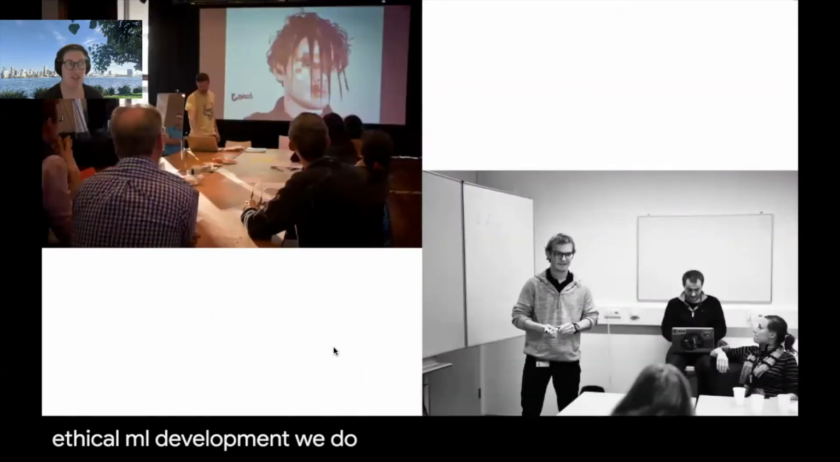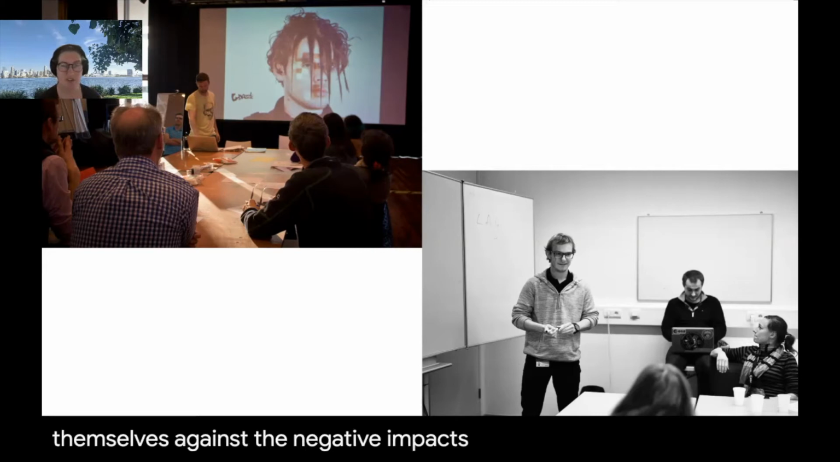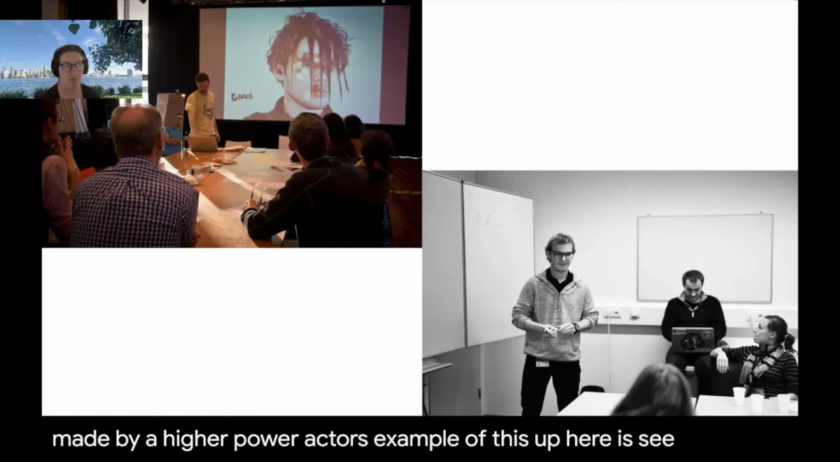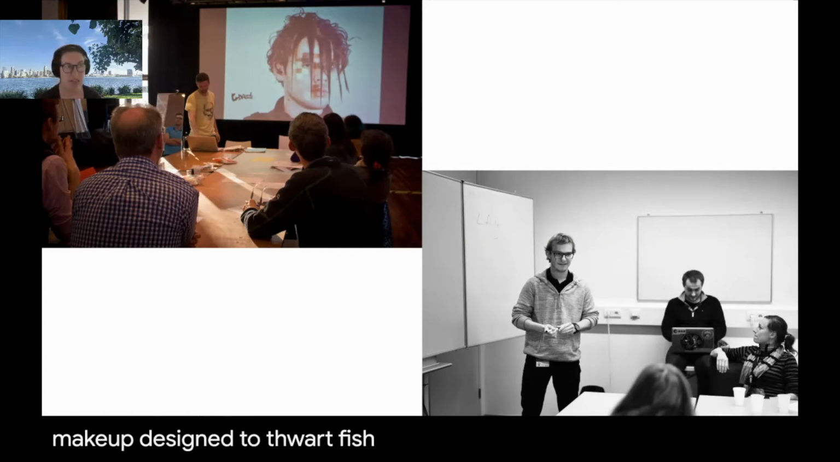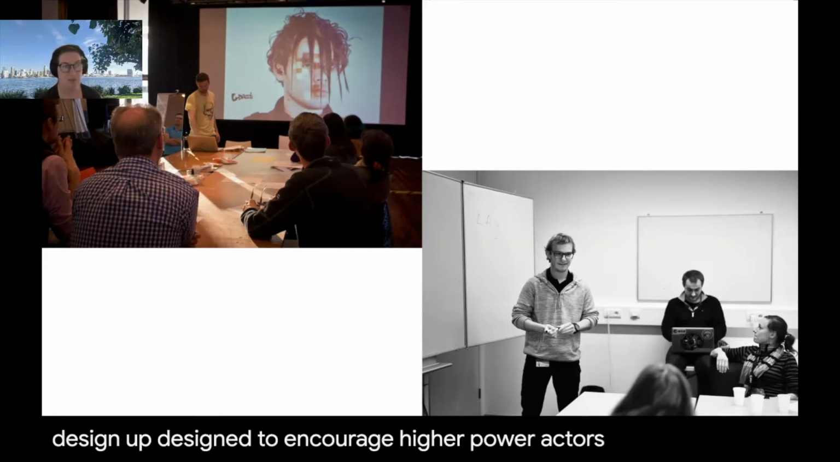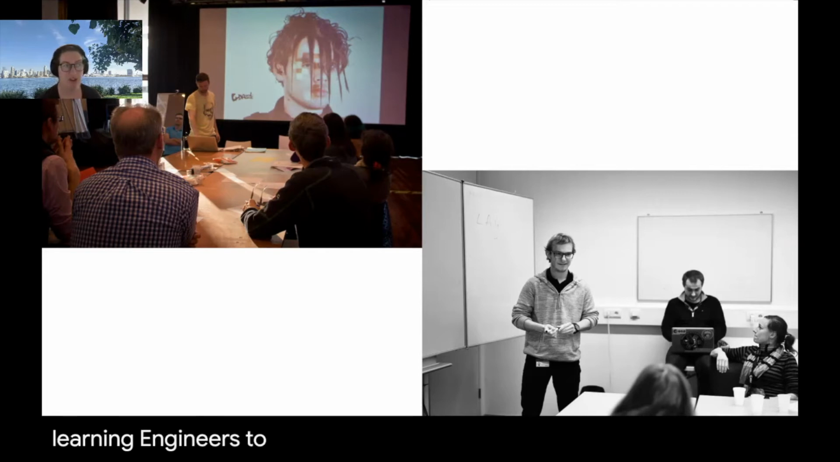We do and should spend time designing for lower power actors in socio-technical systems to help them protect themselves against the negative impacts of decisions and designs made by higher power actors. An example of this up here is CV Dazzle, makeup designed to thwart facial recognition. I argue we should also design up, designed to encourage higher power actors like machine learning engineers to prevent harmful ML from being built and deployed in the first place.